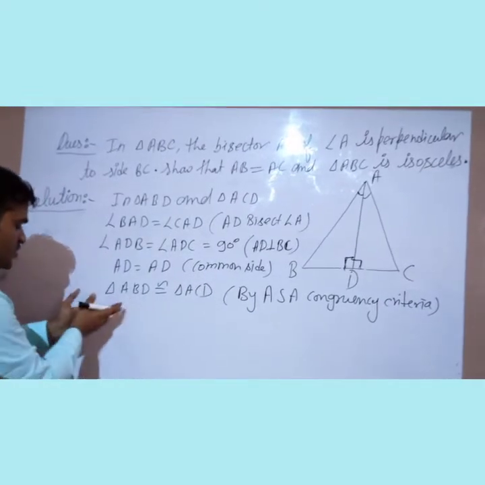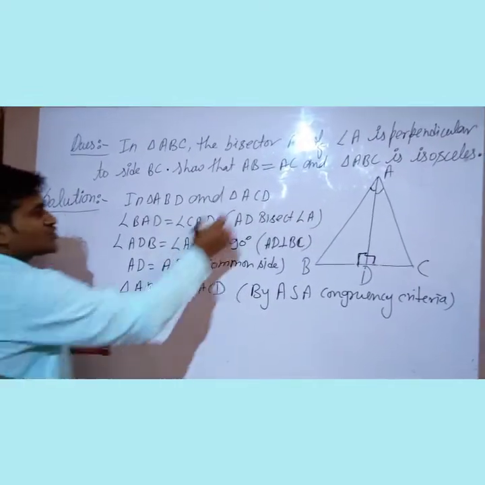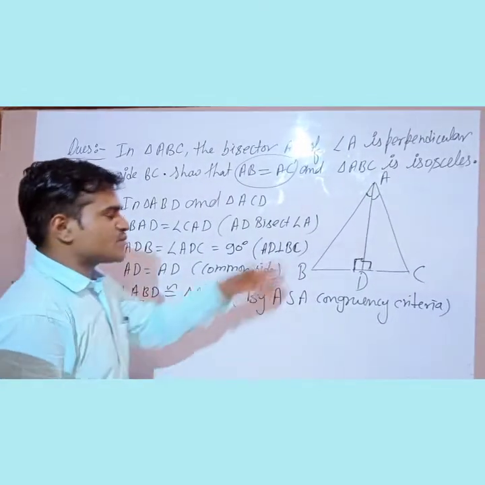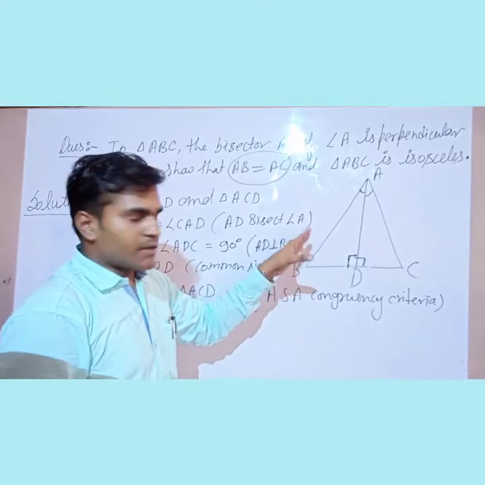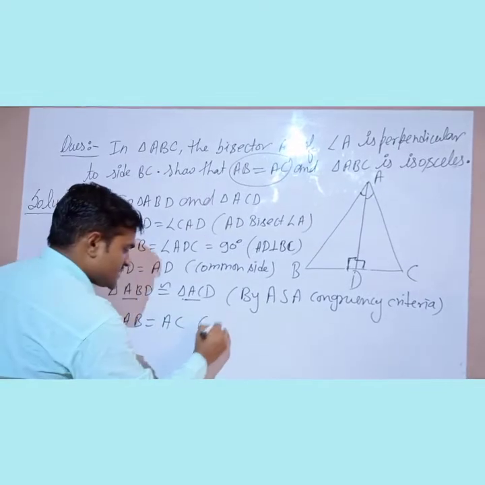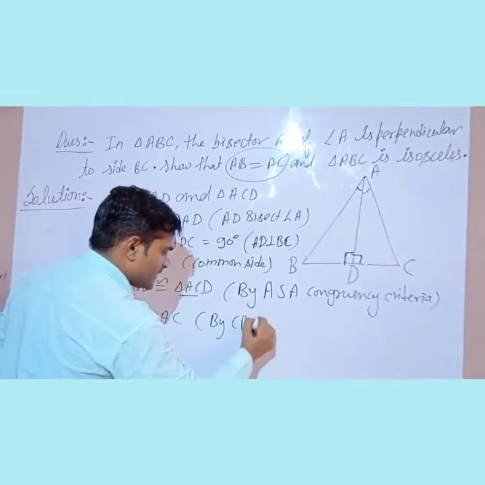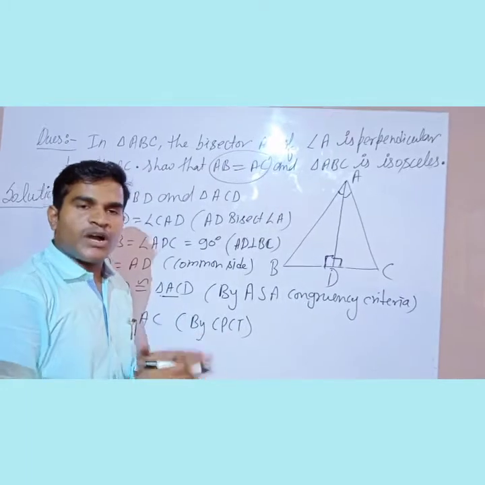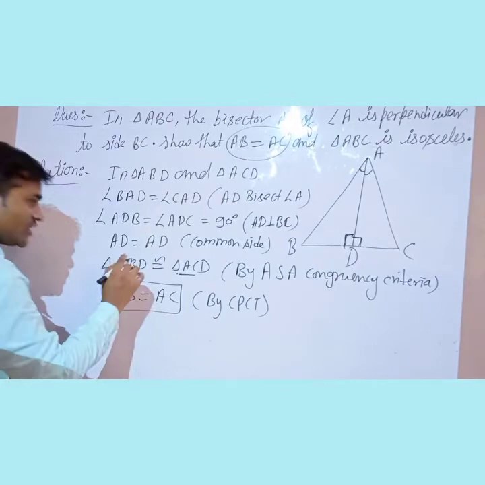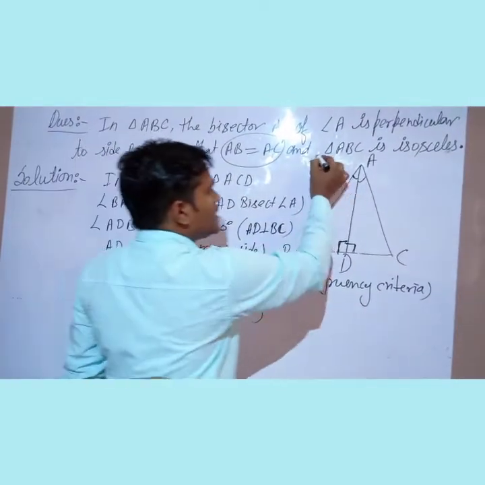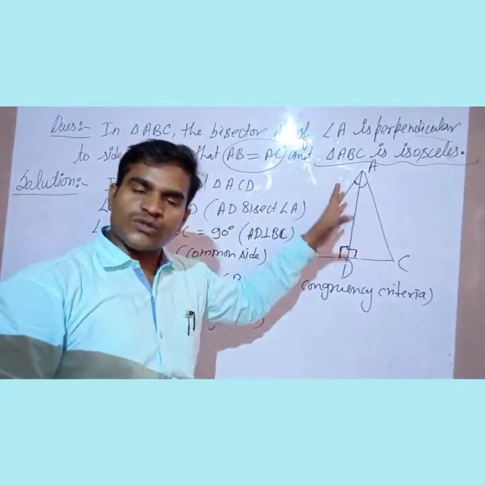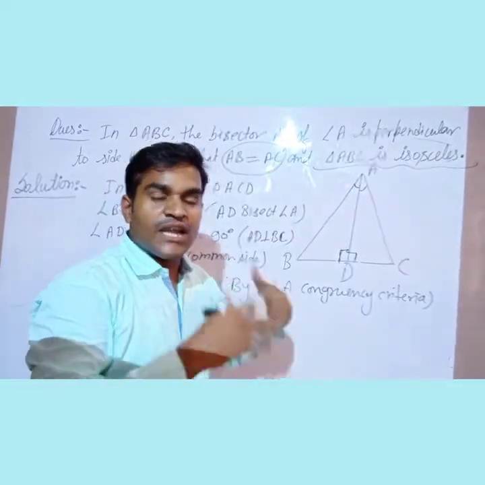Children, if these two triangles are congruent, we have to show that AB is equal to AC. Here AB and AC are both corresponding sides of the triangles. So AB is equal to AC by CPCT, which means corresponding parts of congruent triangles are equal. So we have proved AB equal to AC, but we have to show that triangle ABC is isosceles. AB and AC are two sides of triangle ABC that are equal.